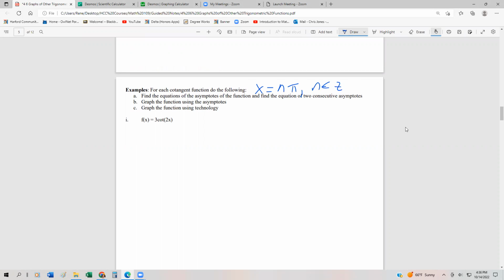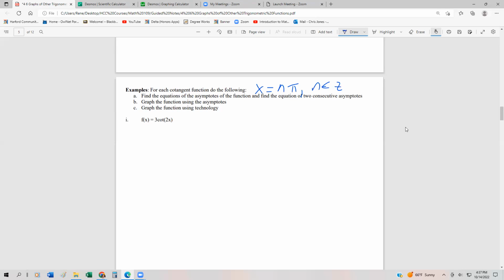And so if we had a different cotangent function, we could use this idea to find the asymptotes of that different function. Similar to what we did with the tangent function, if I give you the function, we want to make sure that we can find its asymptotes, use the asymptotes to graph the function, just a basic sketch of it, and then also use technology to graph it.